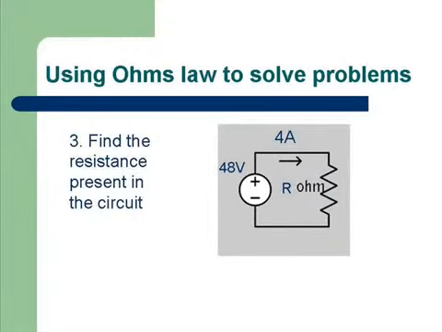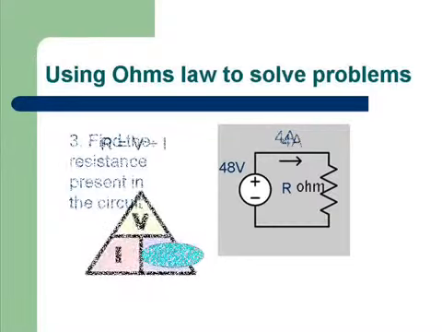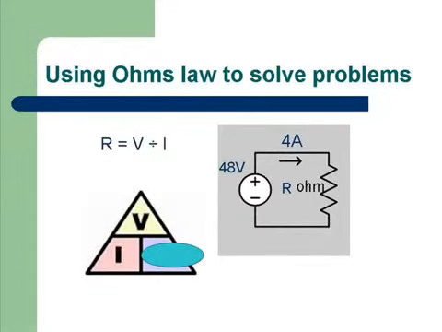The third and final problem asks us to find the resistance present in the circuit. Here we have a 48 volt DC supply and 4 amps flowing, and we need to find the resistance. So again we use our trusty Ohm's law triangle. We simply cover over R, and we find that the formula is V over I, or V divided by I.